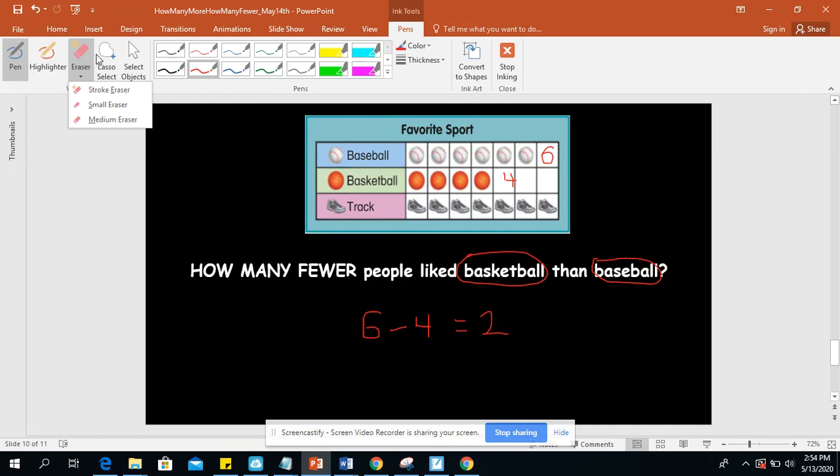You can even see that within the picture. So let me erase these numbers real quick. Take a look at the picture here. See how there are 2 extra baseballs than basketballs? Well, that tells us there were 2 fewer people who chose basketball than baseball. Or you can say there were 2 more people who chose baseball than basketball. But the answer to our question is 2. 2 fewer people. Good work.